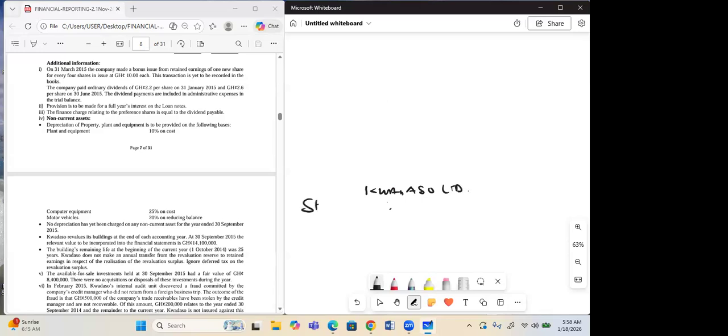That's so limited. Then statement of financial position. Statement of financial position as at 30th September 2015.